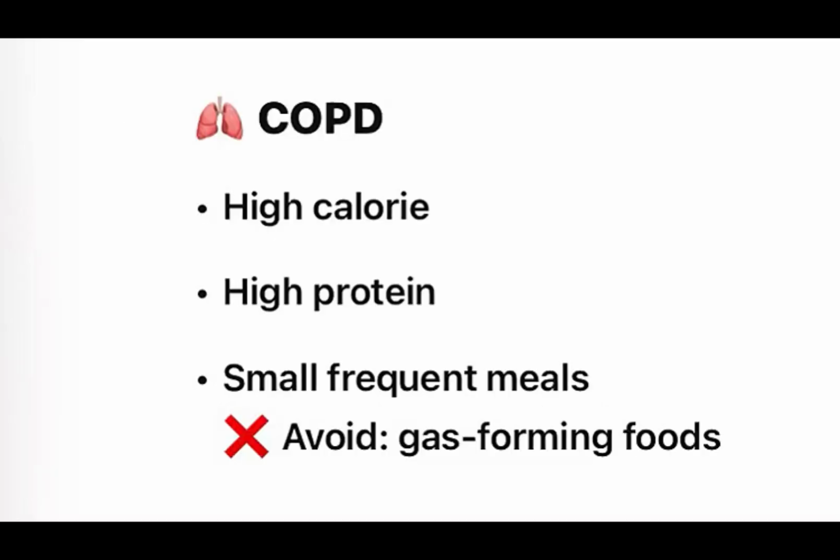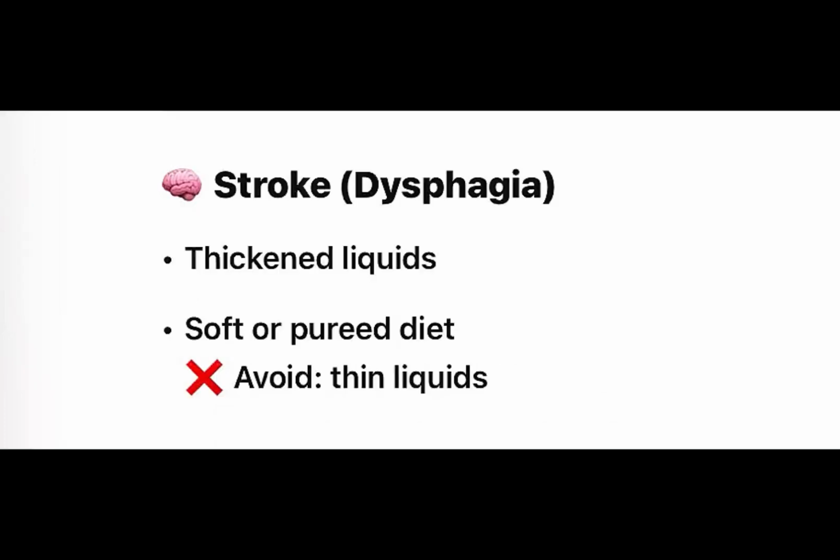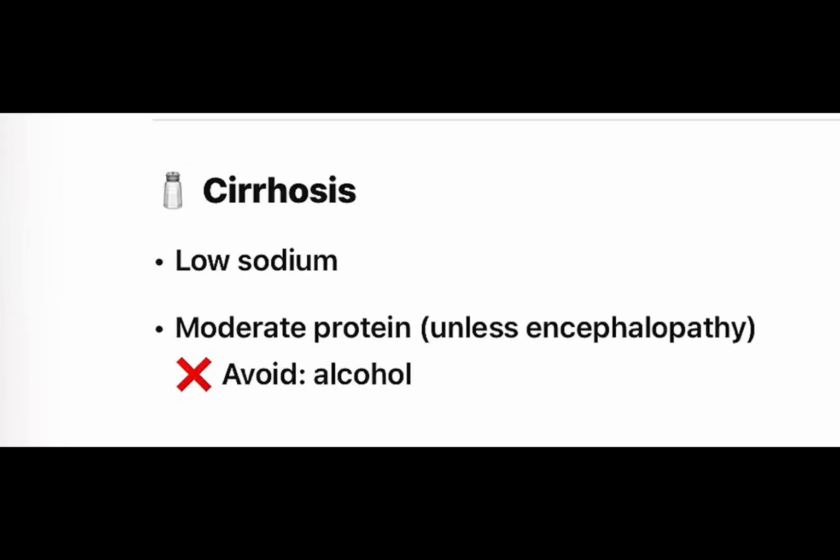In COPD, avoid gas-forming foods and give the patient a high-calorie and high-protein diet in small frequent meals. In stroke, avoid thin liquid diets and give a thickened and soft diet. In cirrhosis, avoid alcohol and give low sodium and moderate protein.